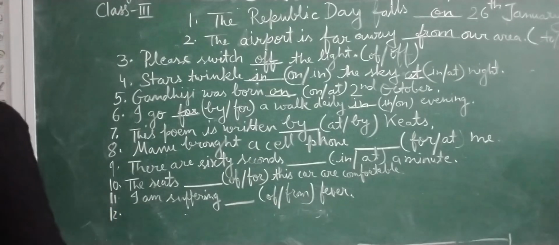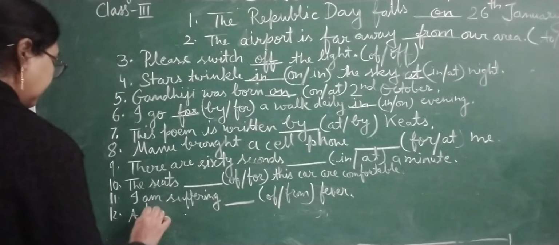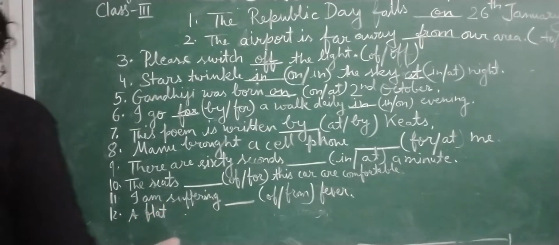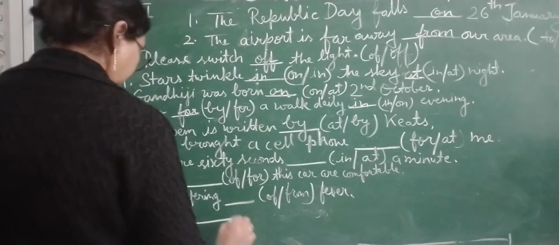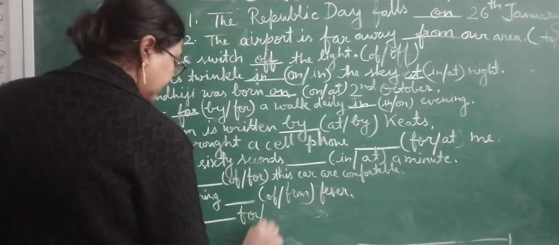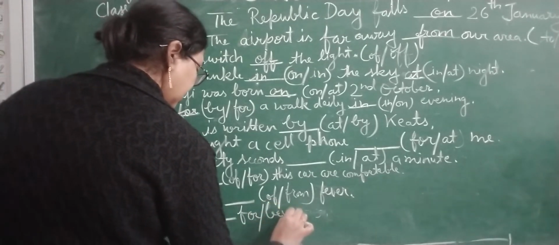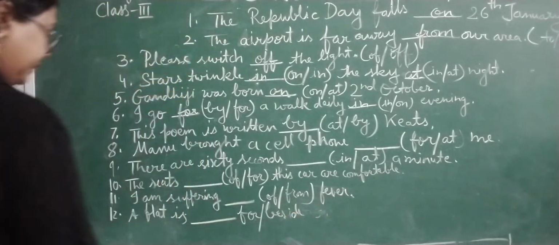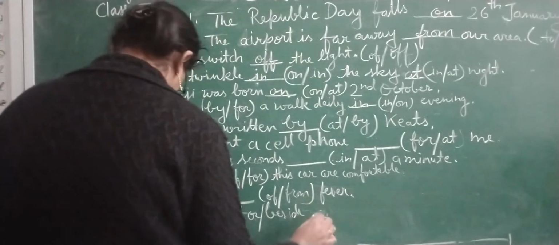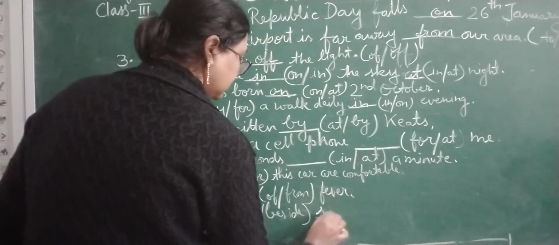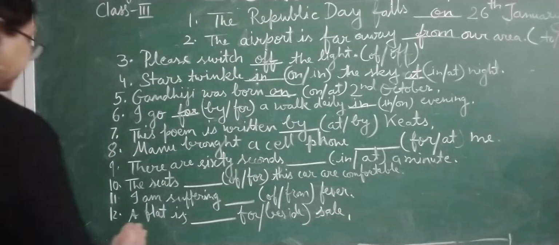Now 12 number children. A flat is dash for or beside sale. Okay, now 13 number.